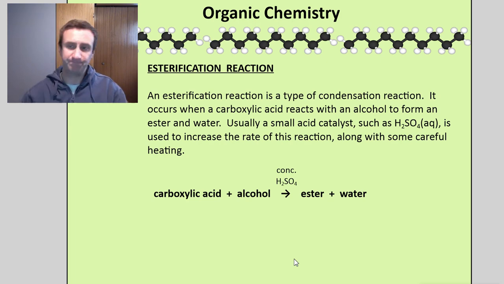in addition to the products that we're really trying to make. So it occurs when a carboxylic acid reacts with an alcohol to form an ester and water. Usually a small acid catalyst such as sulfuric acid is used to increase the rate of this reaction along with some careful heating. So sulfuric acid is the typical catalyst for this reaction.